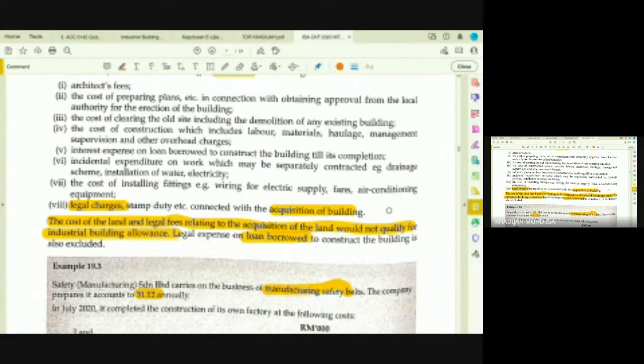But legal fees in the acquisition of the building are allowed. There are two: one is for you to acquire the building, and one is for you to acquire the loan. So the loan is not allowed, but anything to do with the building is allowed. Of course, you have a loan to buy the building, but there are two separate contracts here.